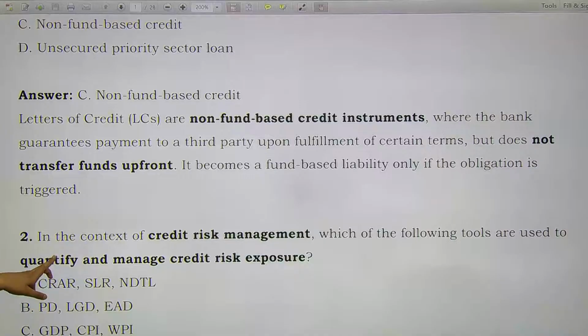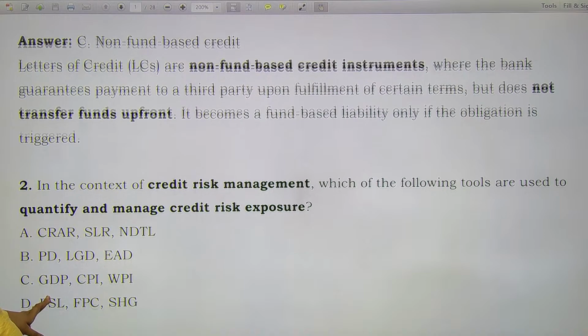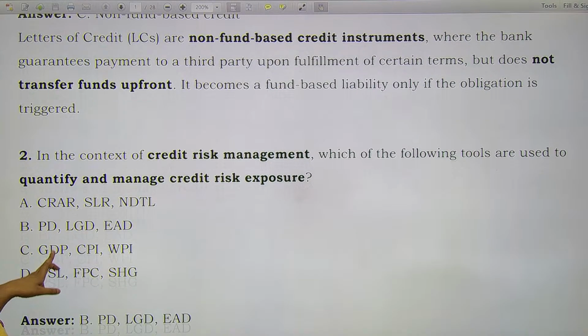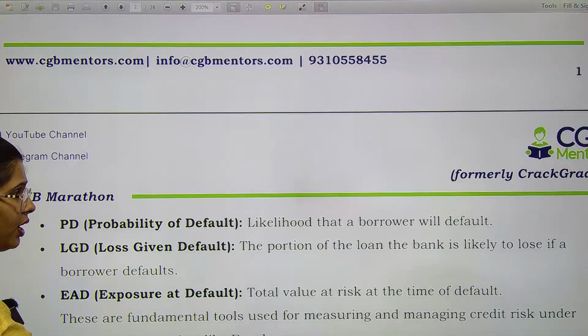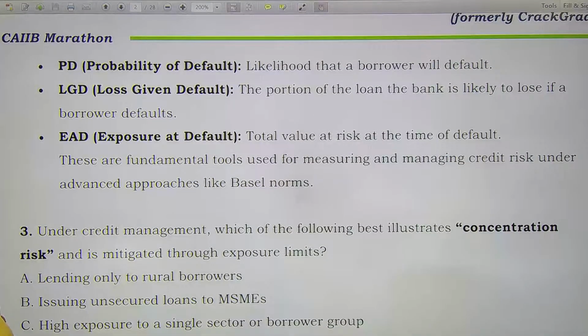Next, in the context of credit risk management, which of the following tools are used to quantify and manage the credit risk exposure? So over here, option B, that is PD, LGD and EAD, these are the tools that are used. PD is probability of default, the likelihood that a borrower is going to default. Then we have LGD, that is loss given default, the portion of the loan that the bank is likely to lose if a borrower defaults. EAD is exposure at default, that is the total value at risk at the time of default, right?